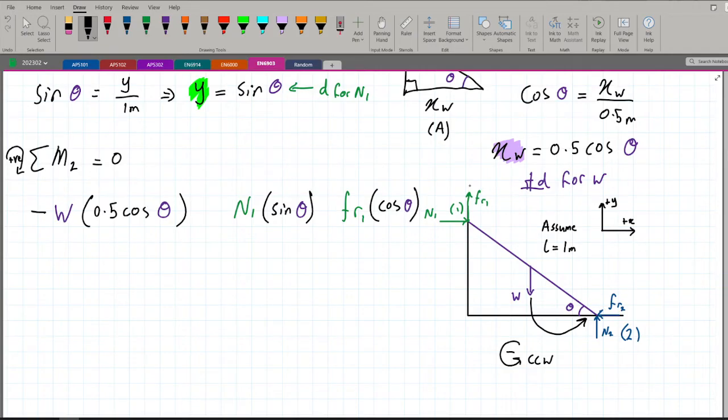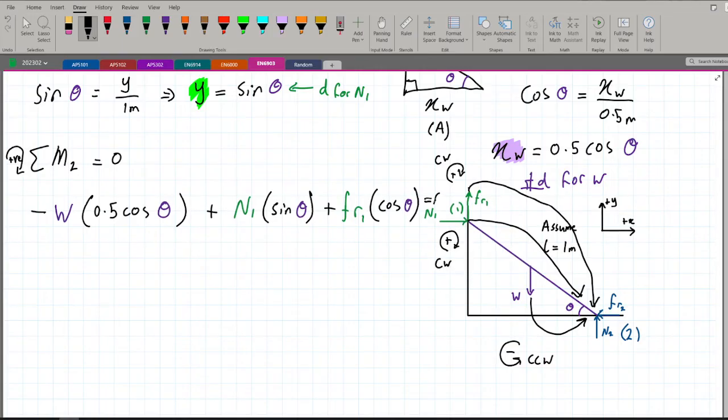Let's look at Fr1. If we draw from the tip to the point 2, you're going to notice it's going in a clockwise direction. Clockwise, so it's positive. So Fr1 is positive. Let's do the same thing for N1, from the arrowhead to point 2. Again, it is going in a clockwise direction, so it's positive.